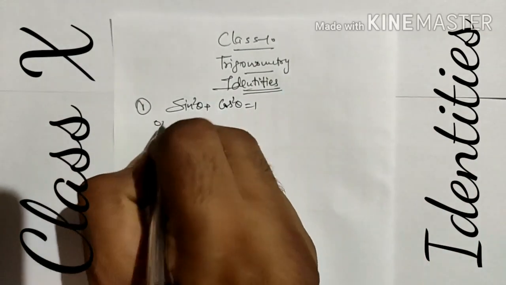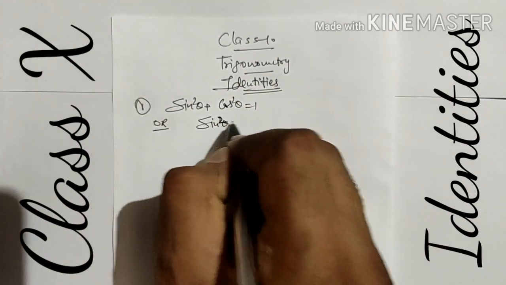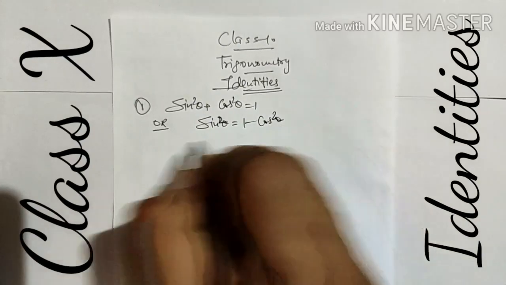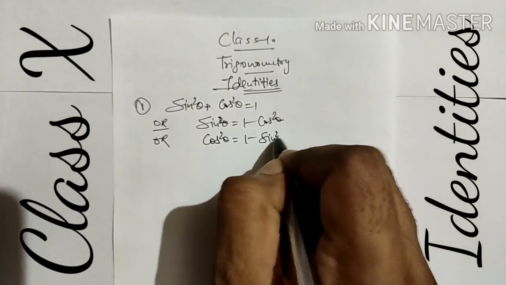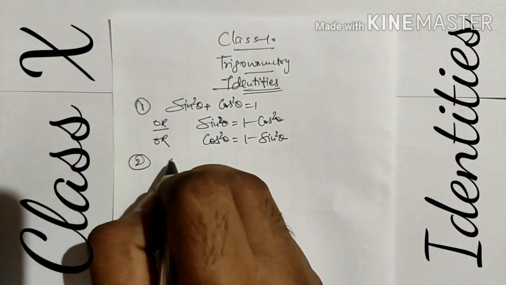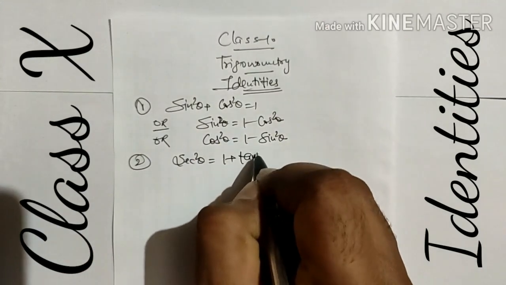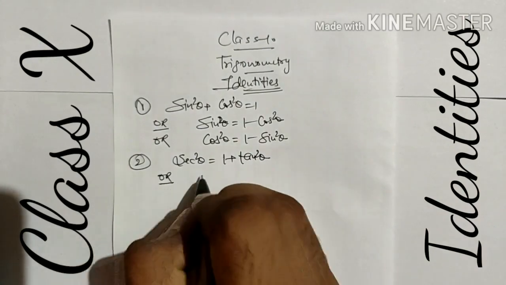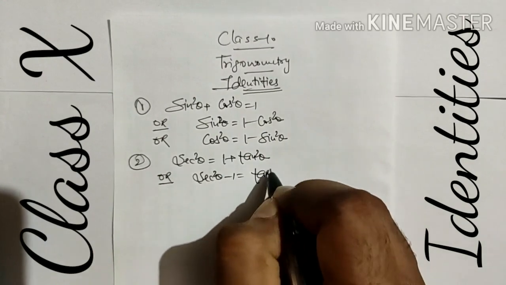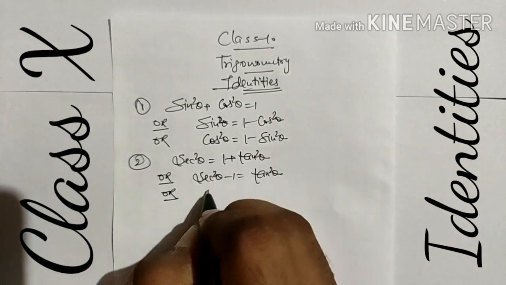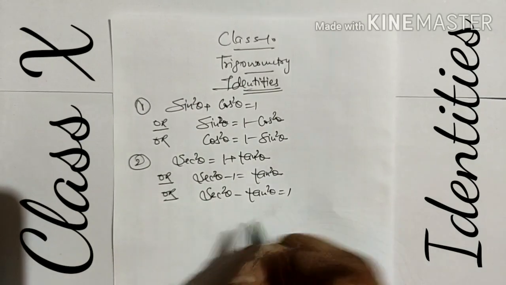Other form of this, by shifting one of them, we get sin square theta is equal to 1 minus cos square theta, and cos square theta is equal to 1 minus sin square theta. Second of the identity is given by secant square theta is equal to 1 plus tan square theta. Otherwise we can say secant square theta minus 1 is equal to tangent square theta. Otherwise, secant square theta minus tangent square theta is equal to 1.